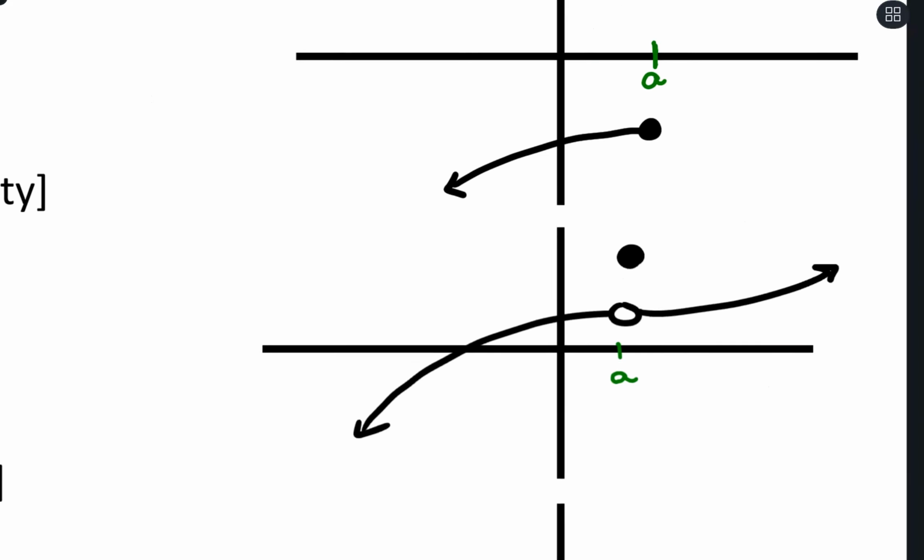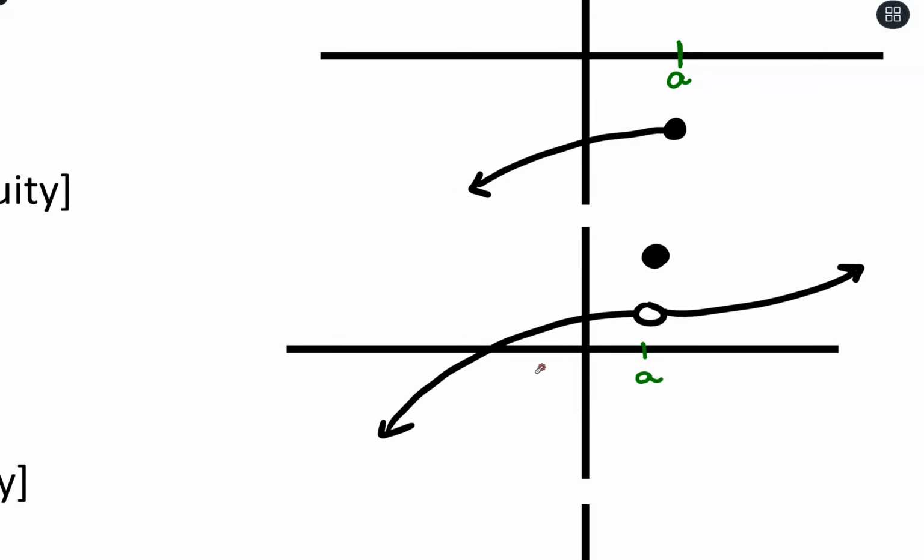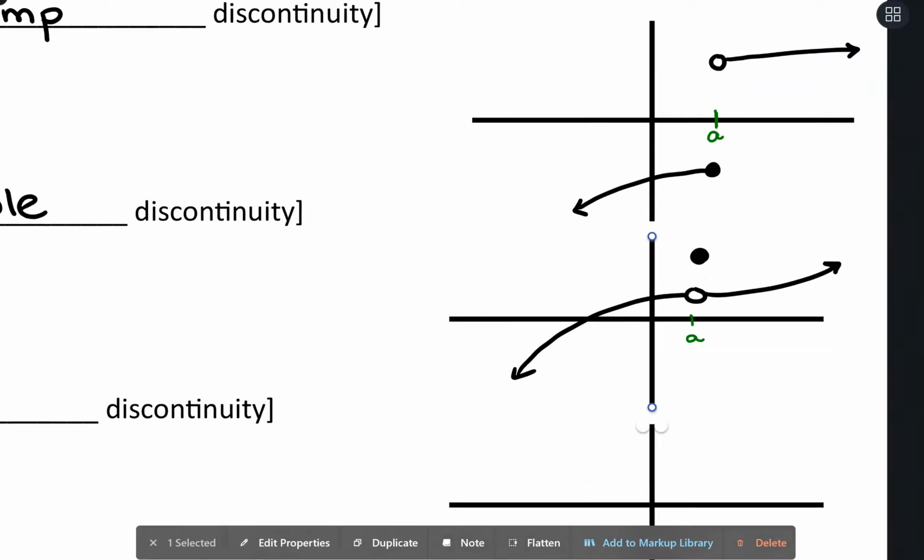So what we have with this one is the two-sided limit exists. We're approaching the hole in the graph. F of a is defined because we have a defined coordinate at a. However, that third property fails because that two-sided limit is different from the y-coordinate of our defined value.